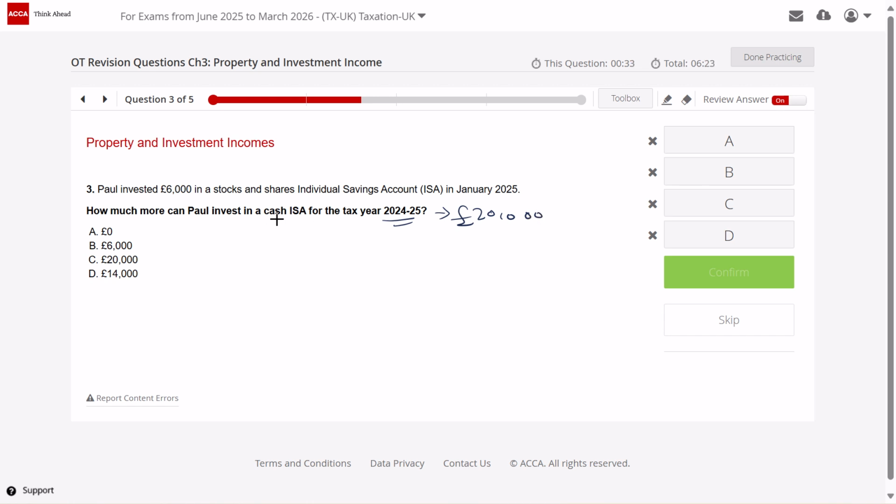Okay, so here my correct answer would be 20,000 less 6,000, which is already being invested by Paul. So if I reduce the 6,000, that makes it 14,000 pounds. So that is option D. So my correct answer is option D.